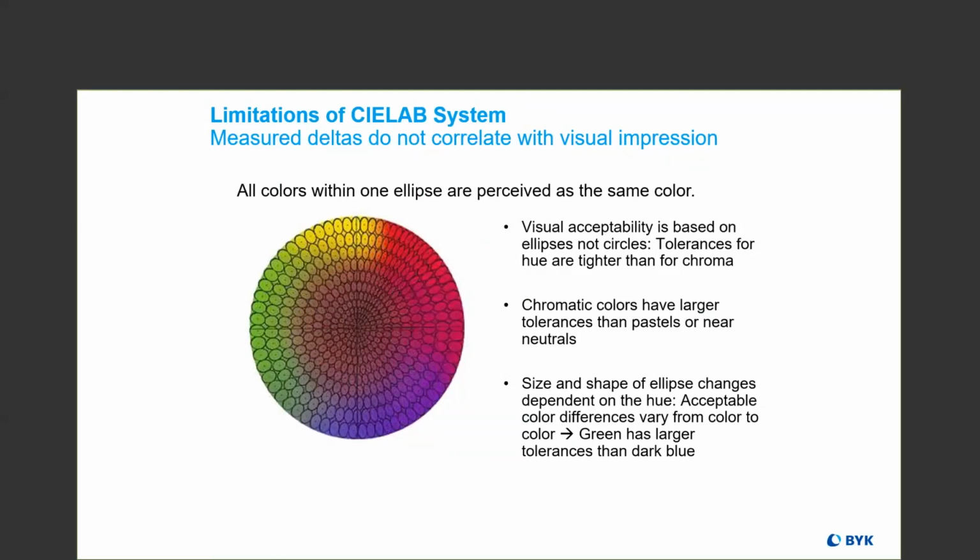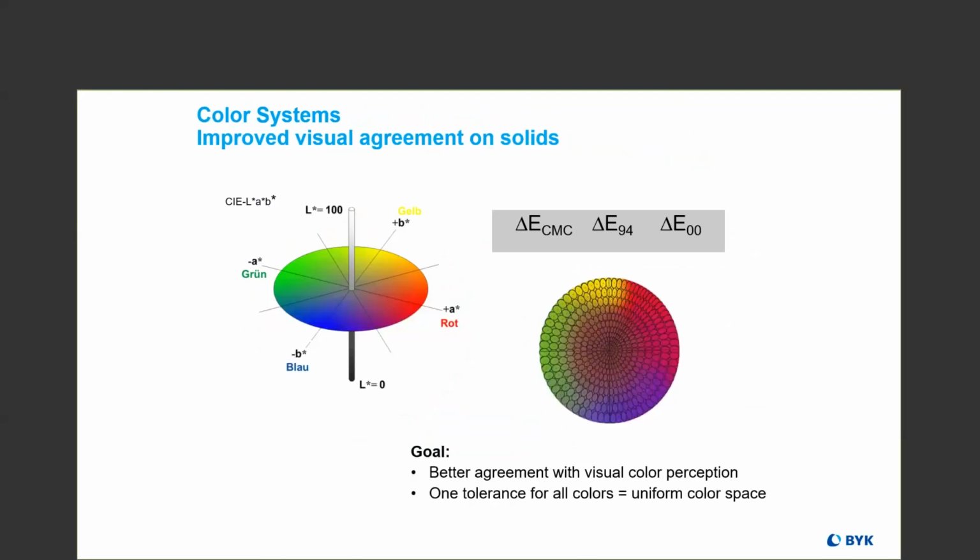We're going to very easily be able to tell small shifts in an orange color much more easily than a green color. So the size and shape of these tolerance ellipses depends on where you are in this color space, and so we need a color difference equation that can account for that. So the goal here is to have better agreement with visual color perception, and ultimately we'd like to have one tolerance for all colors, meaning a uniform color space.